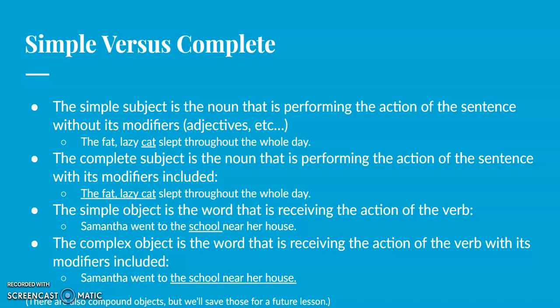Objects work in a similar fashion. In our second sentence set, you see a similar setup. Here, the simple object is the term school, and the complex object is the school near her house. When you're trying to identify the simple subject and simple object, remember that it's the word at the core of the idea being described.